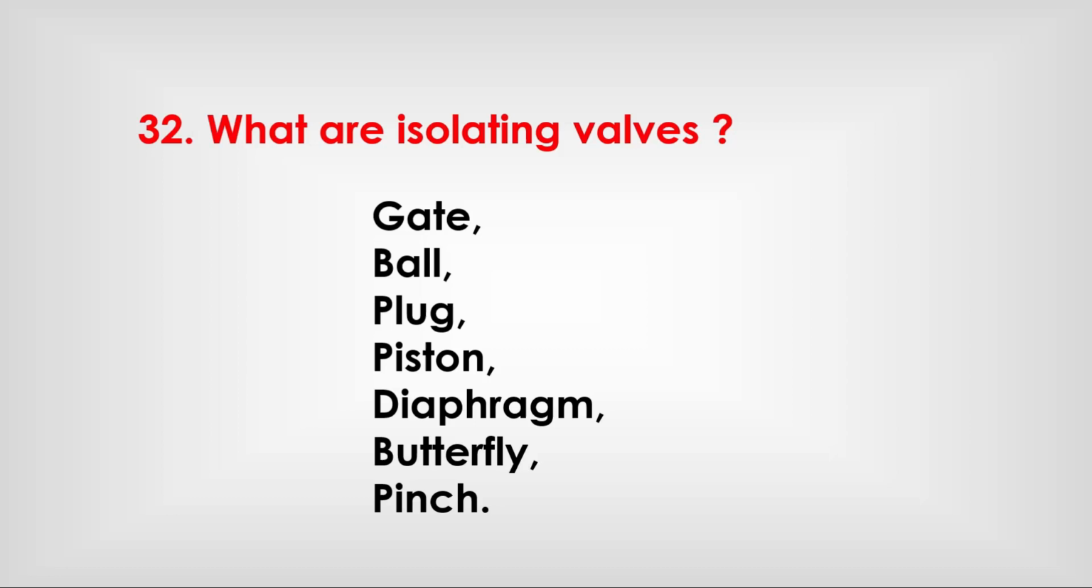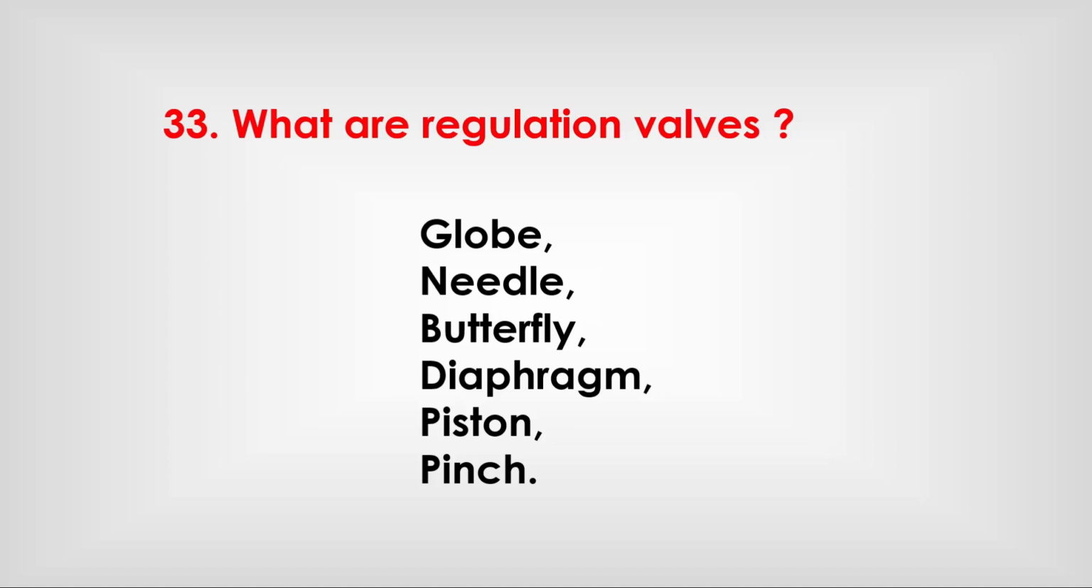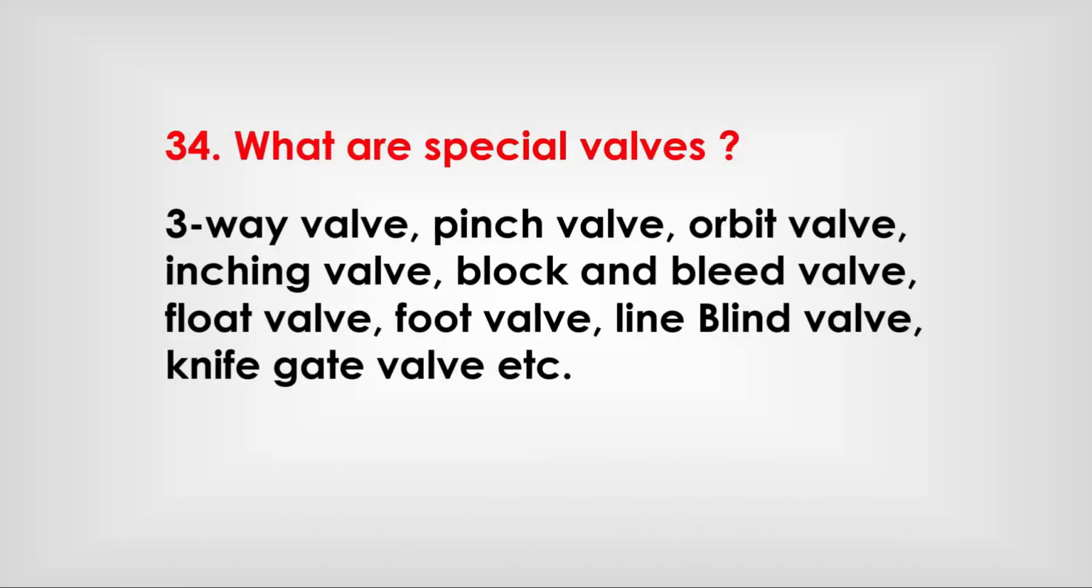What are isolating valves? Gate, ball, plug, piston, diaphragm, butterfly, pinch. What are regulation valves? Globe, needle, butterfly, diaphragm, piston, pinch. What are special valves? Three-way valve, pinch valve, orbit valve, inching valve, block and bleed valve, foot valve, lantern valve, knife gate valve, extras.